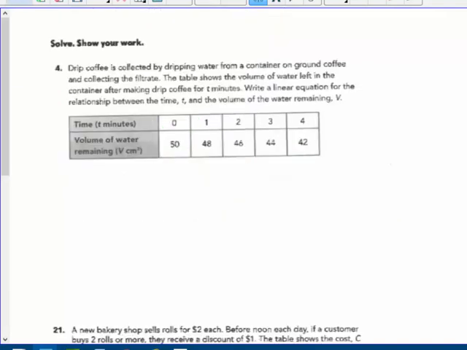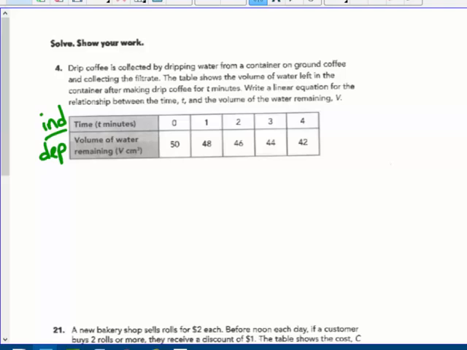Show your work. A drip coffee is collected by dripping water from a container on ground coffee and collecting the filtrate. The table shows the volume of water left in the container after making the drip coffee for t minutes. Write a linear equation for the relationship between the time t and the volume of water remaining. So I can see that my independent variable almost always is time in these problems. And here's my dependent variable. The volume of water depends on how long it's been dripping.